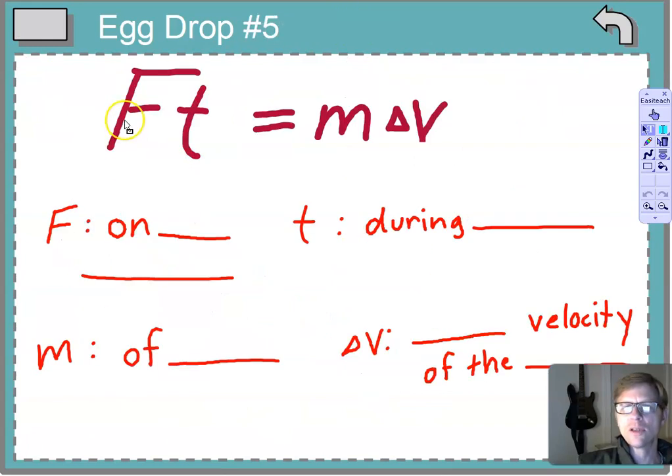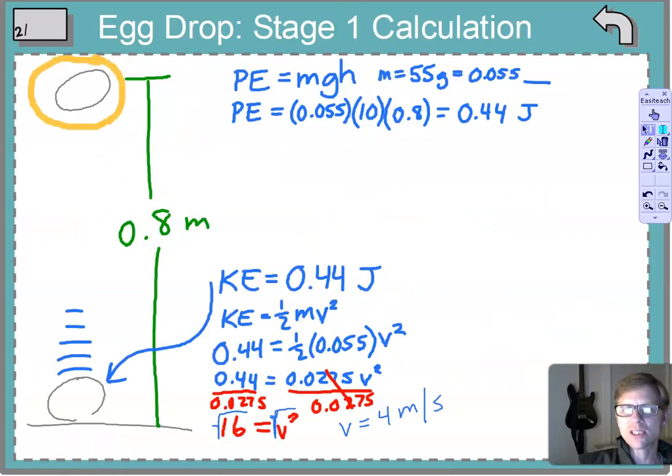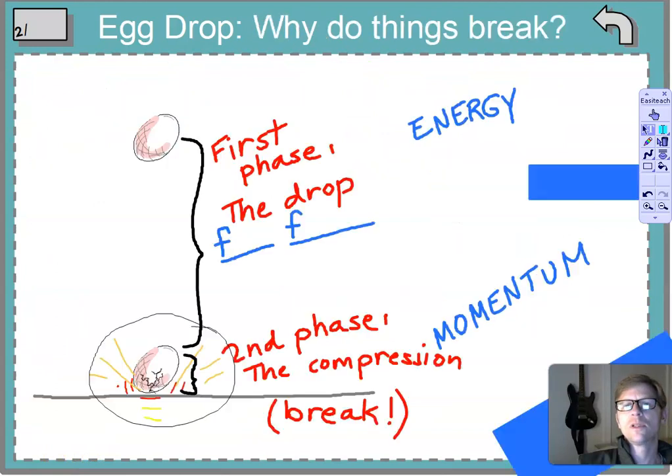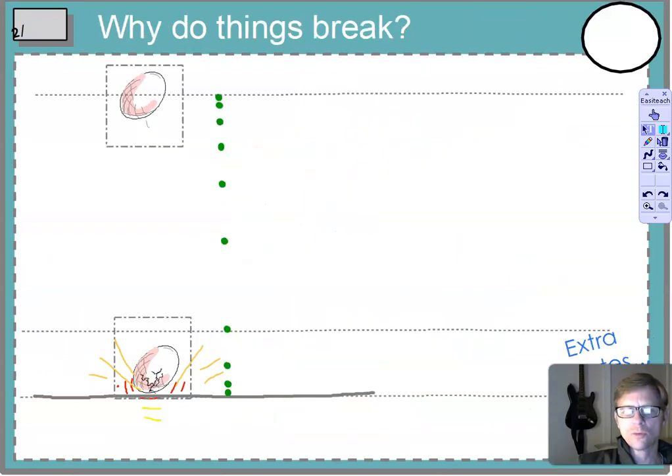So if we look at all these pieces of the main equation, and I believe this is question number 5 in your egg drop. If you look at all the pieces, let's go through what each of them really is. Force, time, mass, and change in velocity. It's best to look at this picture again. Let's look at the picture. The force is not the force of gravity. It is the force that is exerted on this egg by your device.